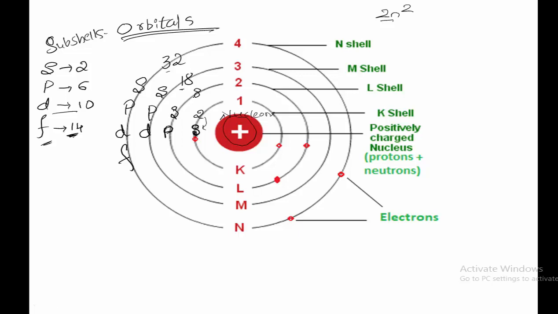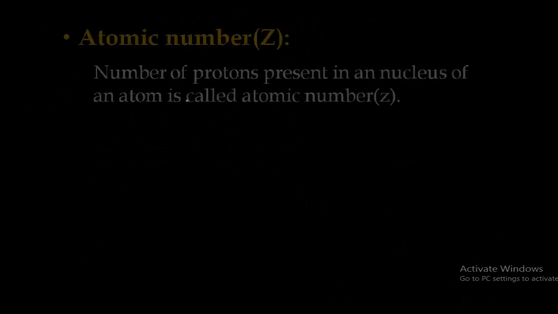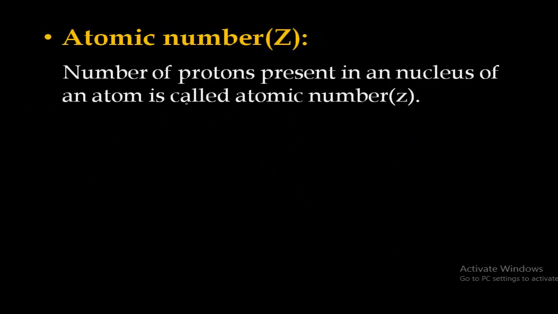So whenever we get any element, we have to write the distribution of electrons present in the atom. And before going to that distribution of electrons, we have to know certain terms related to atom. First one is atomic number. It is represented as Z.